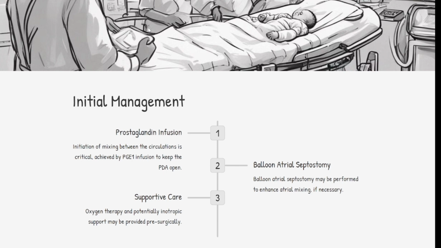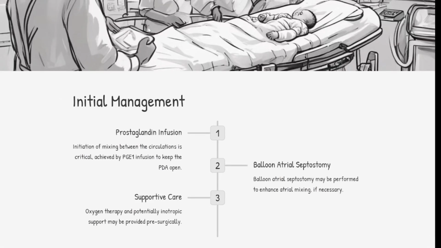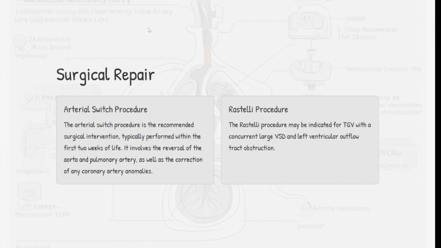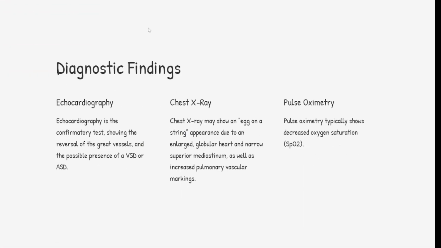Prognosis: untreated, 90% mortality in the first year. With appropriate surgical intervention, long-term survival rates extend beyond 15 to 20 years, approximating 90%. Specific diagnostic findings: echocardiography, reversal of great vessels, possible presence of VSD, ASD; chest X-ray, egg on a string appearance, increased pulmonary vascular markings; pulse oximetry, decreased SpO2.